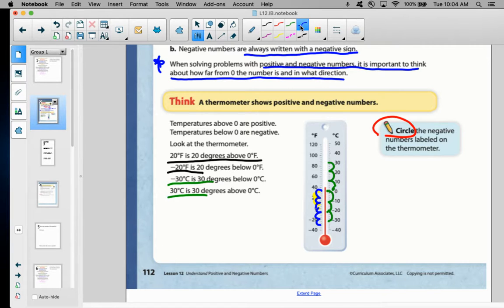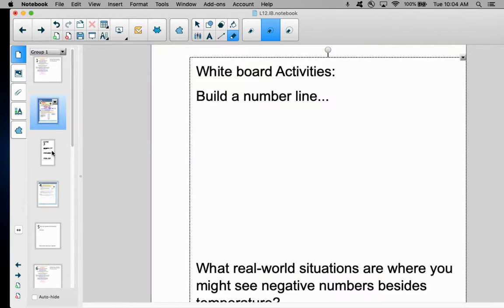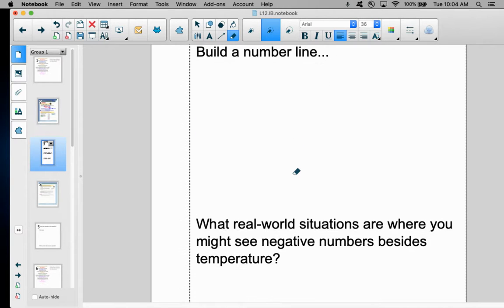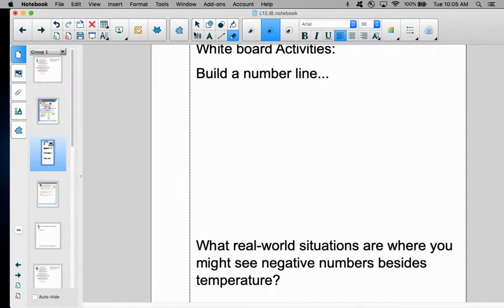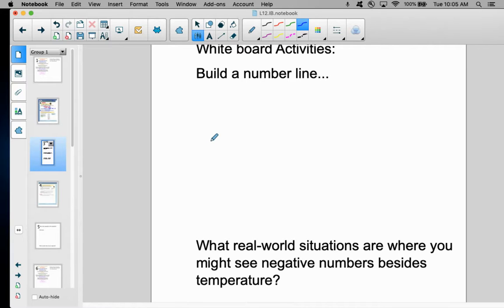So temperature is only one idea as far as a real life application for this idea of negative and positive numbers. We are dealing with some cold temperatures now, so this is very timely. And so cold, think negative, or in our Fahrenheit world, below 32 would be freezing, that kind of thing. So I want us to think about some real world situations where we might see negative numbers besides temperatures, and we are going to also use our whiteboards to try to build a number line.